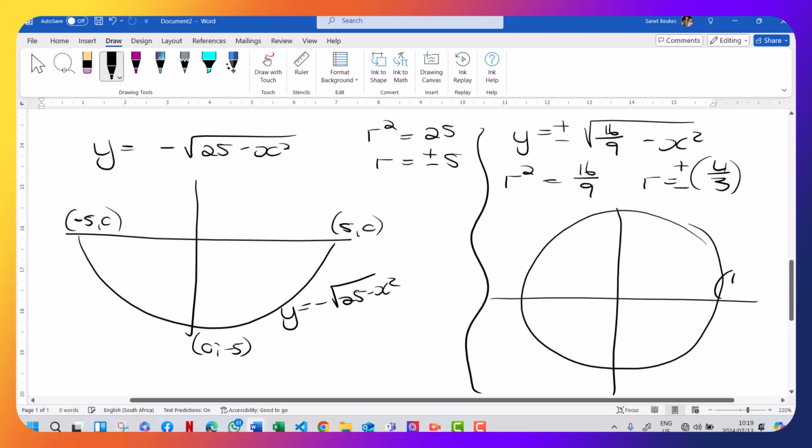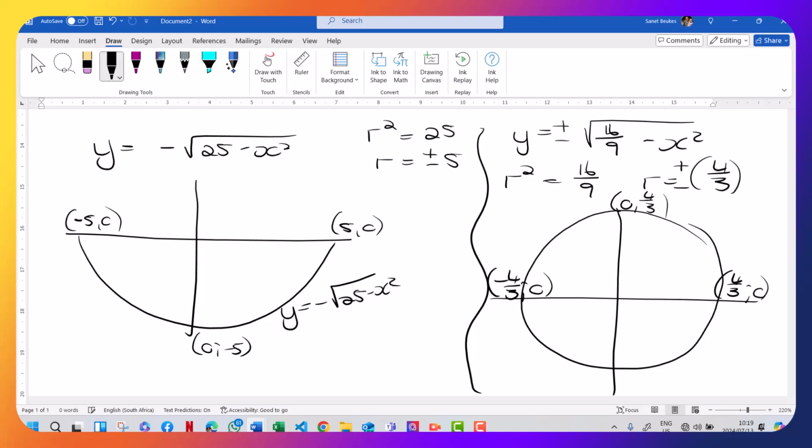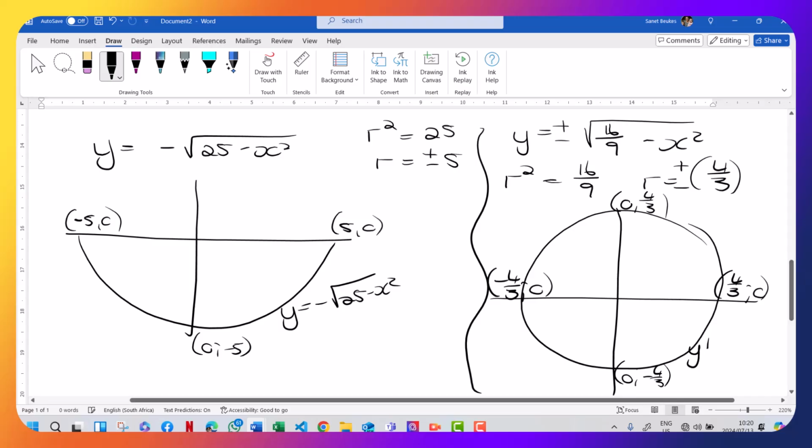So here it's going to be 4 over 3 or 1,33 and 0. Here I'm going to have a negative 4 over 3 and a 0. Here I'm going to have a 0 and a 4 over 3. Here I'm going to have a 0 and a negative 4 over 3. And somewhere along the line, just rewrite the equation, 16 over 9 minus x squared.